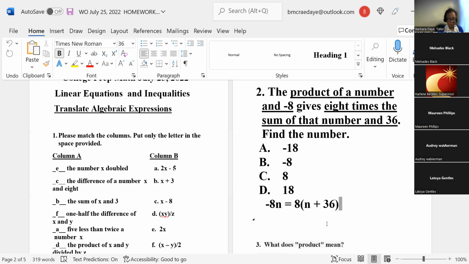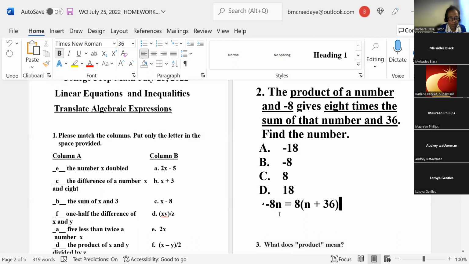Now you've got the equation. Now you can solve it, right? Product of a number and -8 is -8 times n. 8 times the sum of that number and 36 is 8 times n plus 36 in parentheses. That's the sum of the number and 36. Any questions on this expression? I don't get that. So that's the answer? No, we've got to solve for n. Oh, okay. Mercedes, you said you didn't get it. Did you get product of a number and -8? That's the multiplication. Yes. The -8n, that's clear, right?